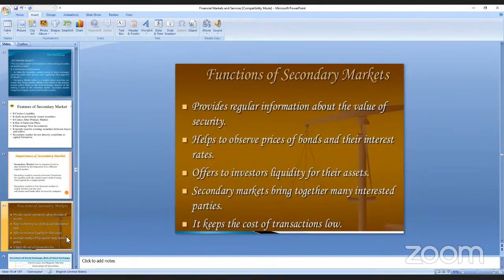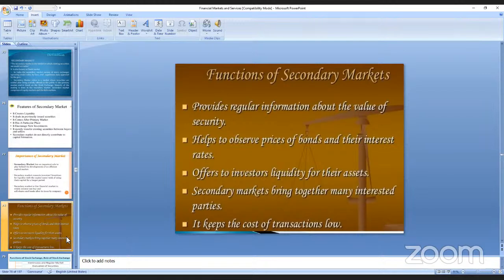Everything can be observed. It helps to observe the price, so it is very transparent to the public. It is clear, and it even offers the investor liquidity for their asset. Whatever the asset, the shares are their asset when they are investing their capital, the stock.